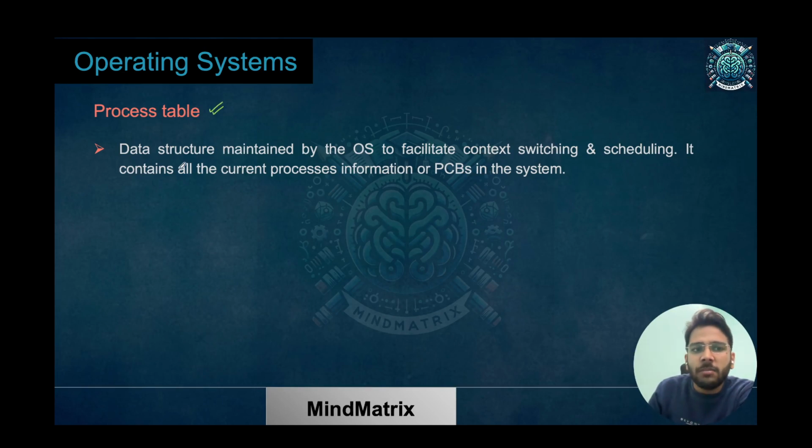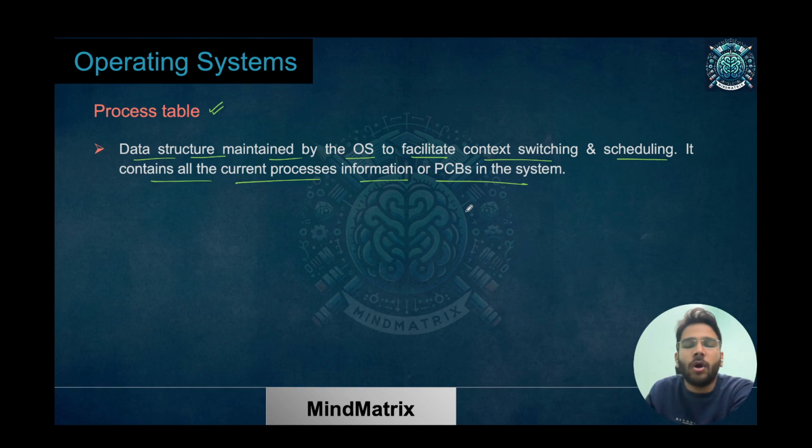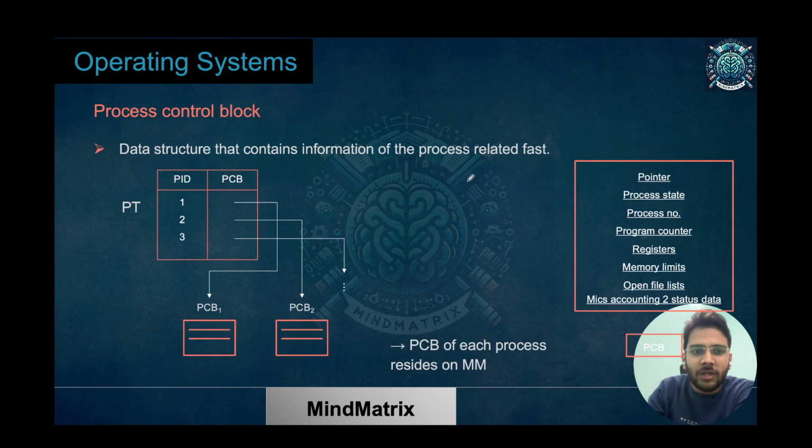So we have the process table. It is a data structure maintained by the operating system to facilitate context switching and scheduling. It contains all the current processes' information, or we can say the process control blocks in the system. Here we can see this structure. This is your process table, where we have all the current processes which are present in the main memory, and we have a process control block for each process. One single process control block will be storing all this information.